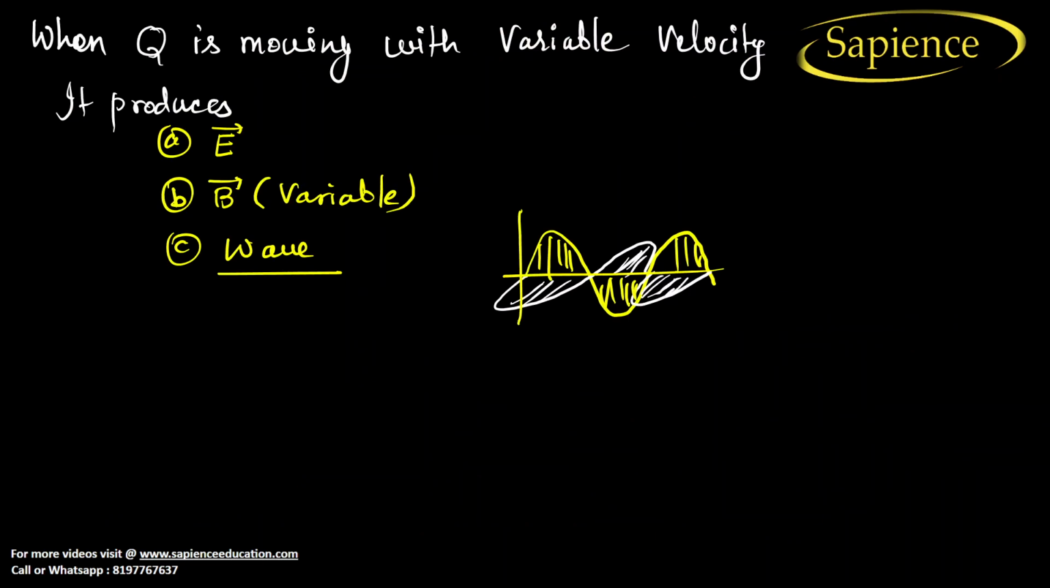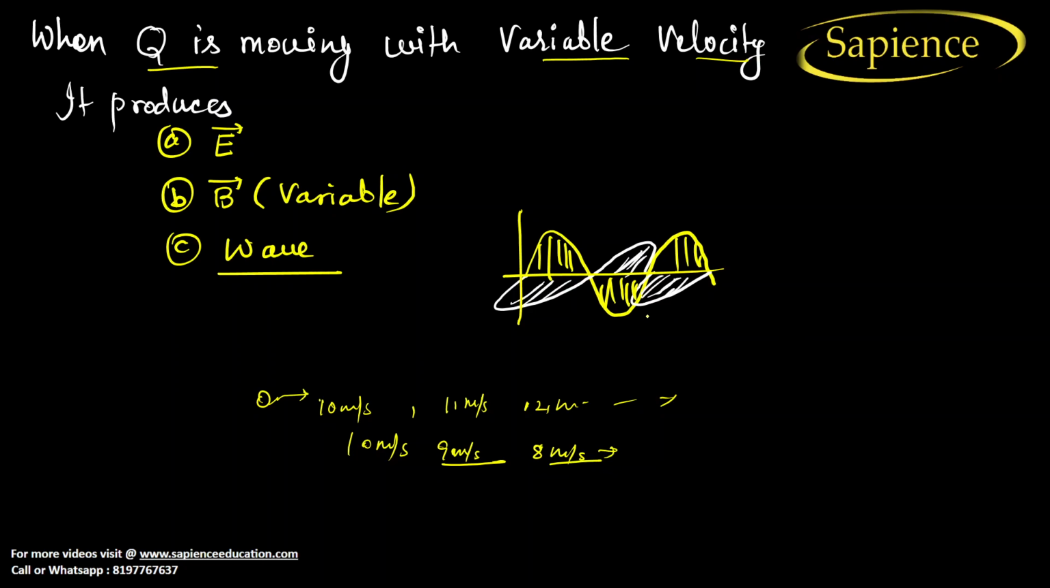Okay. Now let us consider when a charge is moving with variable velocity. For example, for a second it is 10 meters per second. After a while it will become 11 meters per second, after a while 12 meters per second. It is increasing, or it may happen that there is 10 meters per second, then 9 meters per second, so it may increase or decrease, we don't know. But velocity should decrease or increase, it should be variable. So if it happens, then what will happen? As you know that if velocity is constant, electric field will be produced here also.